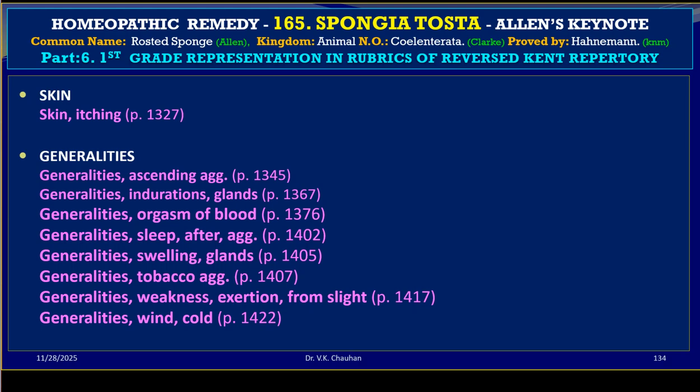So these are the central ideas which are represented in the Reversed Kent Repertory, and it makes a good profile of Spongia tosta. Taken together, these first grade rubrics create a sharp characteristic outline of Spongia, helping us recognize its presence with clarity in real world cases.